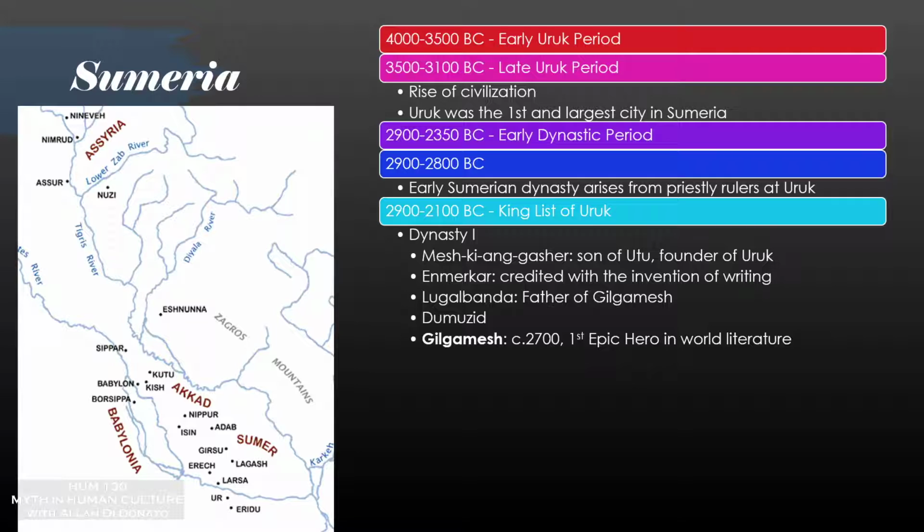Right? We've got Meshki-Angashir, who's supposedly the first of his kind. He's the first king, the founder of Uruk, according to tradition, and the son of the god Utu. So it's the idea that these guys in this early phase are semi-divine. They've got their authority from the gods up above. Jumping down to Lugalbanda, that's the father of Gilgamesh that we know. And then Gilgamesh doesn't succeed his father, but he's the fifth in line. And if you're going to place him chronologically, you could put him around 2700 BC.